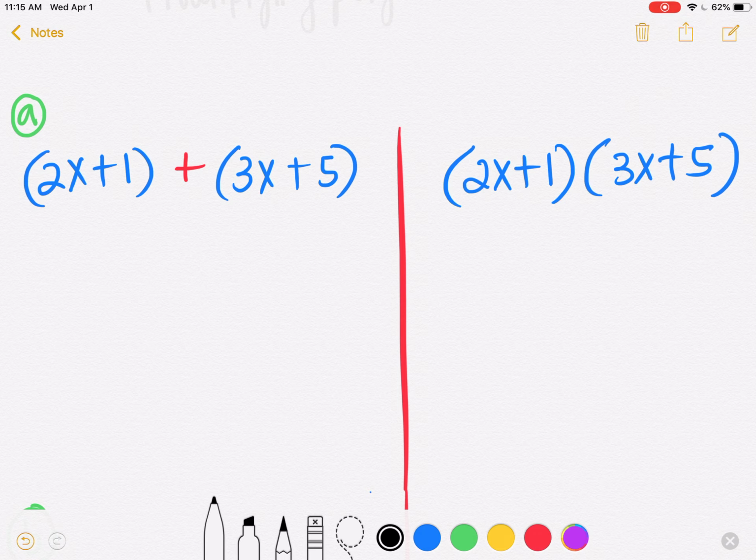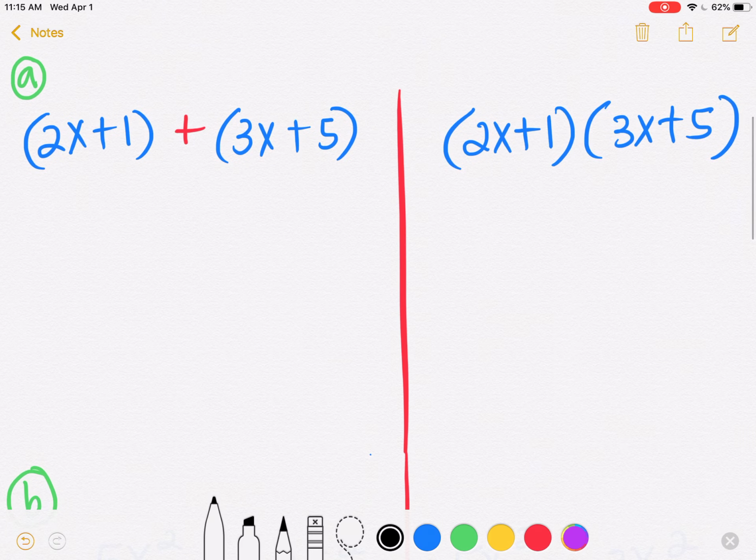So you guys did pretty well for adding polynomials, and again I'm just going to review that really quick. So I have two columns on the screen, one on the left side which is adding, subtracting.